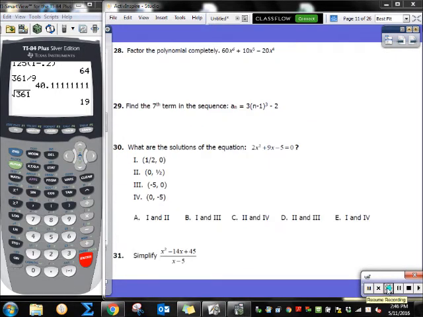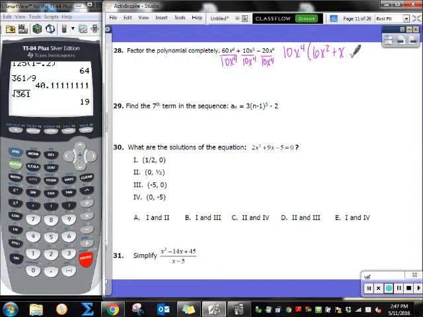28 we have to factor completely, which is what we've been doing. First thing I notice is that there is a GCF, so I can take a 10x, and the lowest exponent is 4, so 10x to the 4th. And so I need to divide all of those by 10x to the 4th. So we are left with 6x squared plus x minus 2.